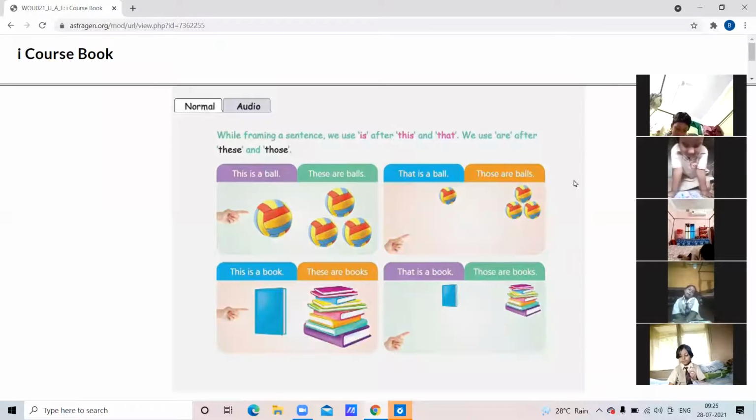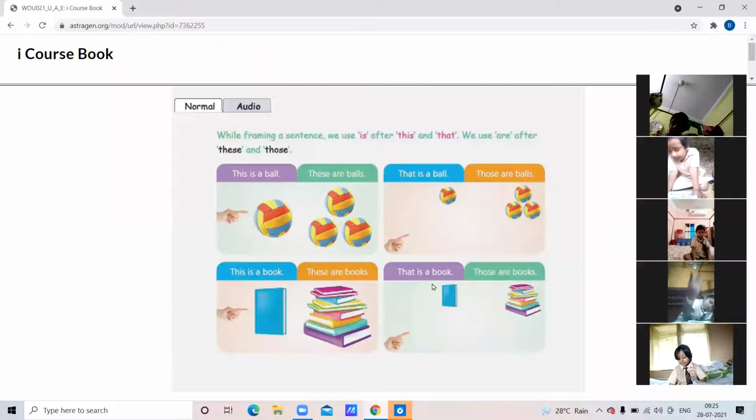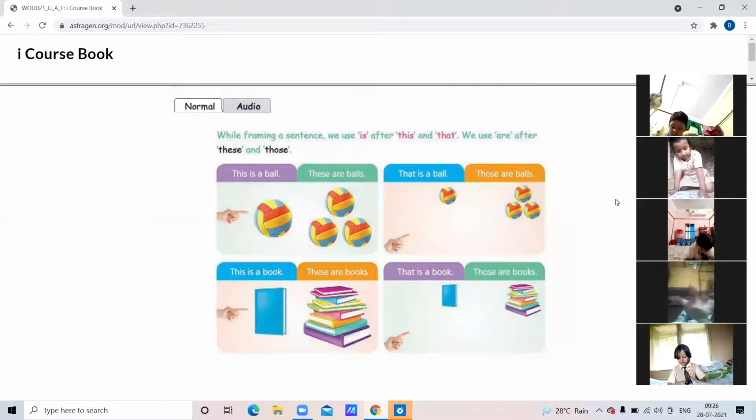Read out, Prakriti. Those are bananas. Here, page number 29. This is a ball. These are balls. That is a ball. Those are balls. This is a book. These are books. That is a book. Those are books. Very good, Prakriti. Okay, now Devaditya, you read.